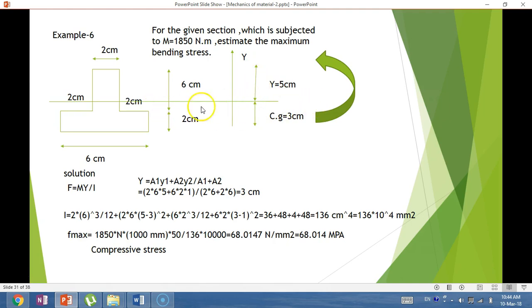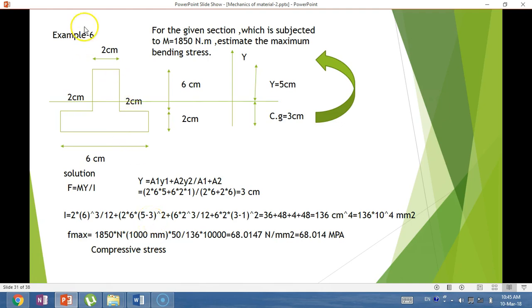This is the location of the neutral axis from which we can proceed and evaluate the stress, compressive stress and positive stress. So for the maximum value, we can consider the compressive stress, My over I. The moment is 1850, y becoming 5, as you can see. Next step, we need to evaluate the inertia.